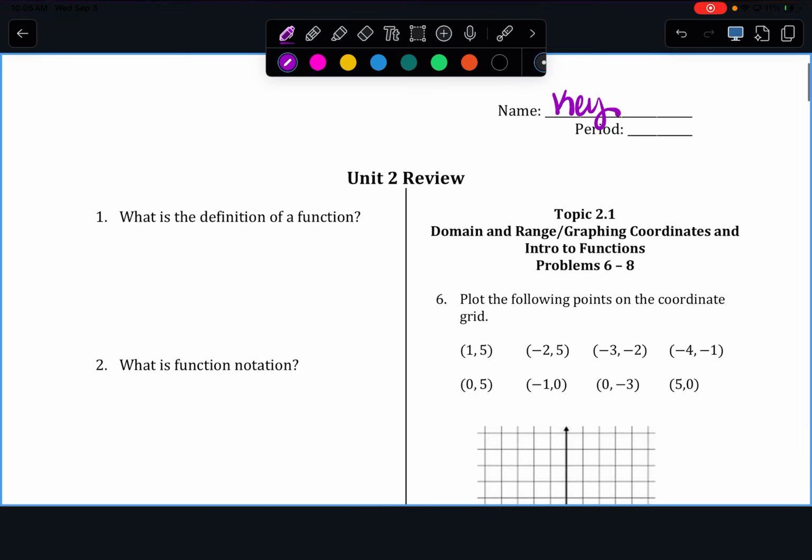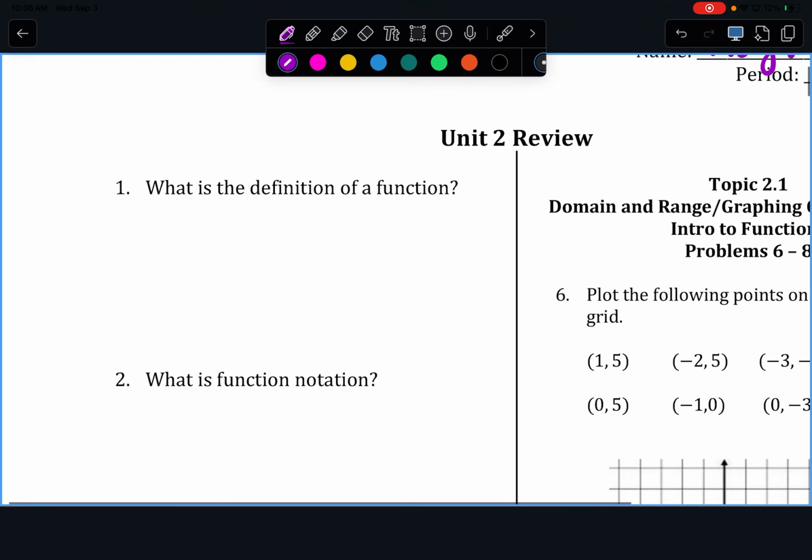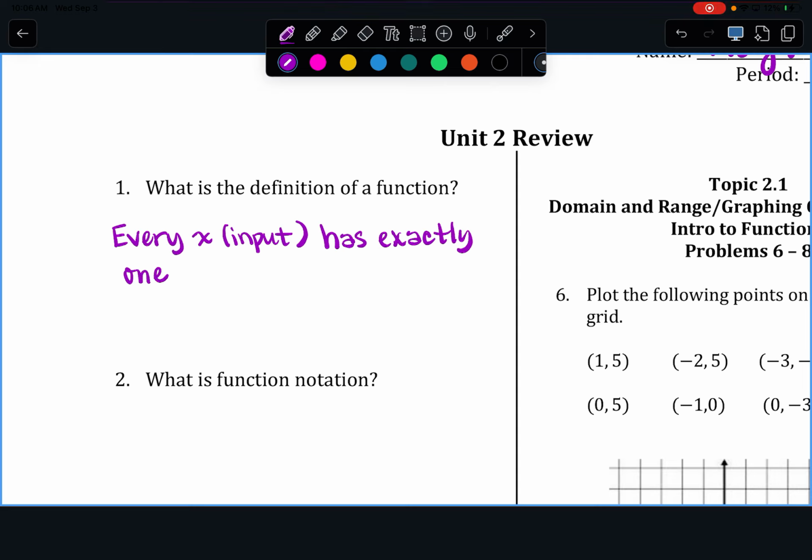So here we go. Number one, what is the definition of a function? Okay, so remember, a function is when every x has exactly one y, right? So I'm just going to write that. Every x, or input, has exactly one y, or output. So there's only one y for every x, okay?